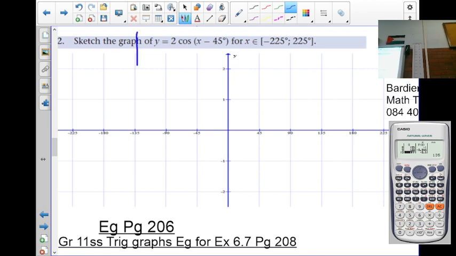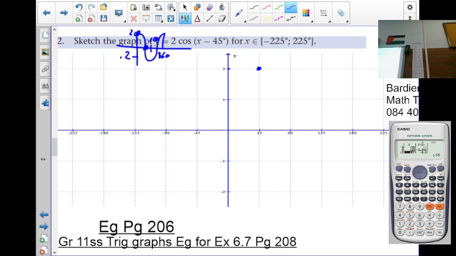The amplitude of this graph, of course, the cos graph, is now 2. And the graph now shifts 45 degrees to the right. That is normally 360, that is normally 180, this is normally 90. So I must move all those points 45 degrees to the right. So 0 and 2 becomes now 45 and 2. That is this point here.